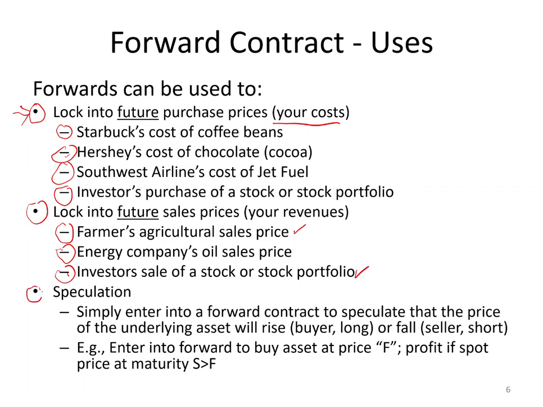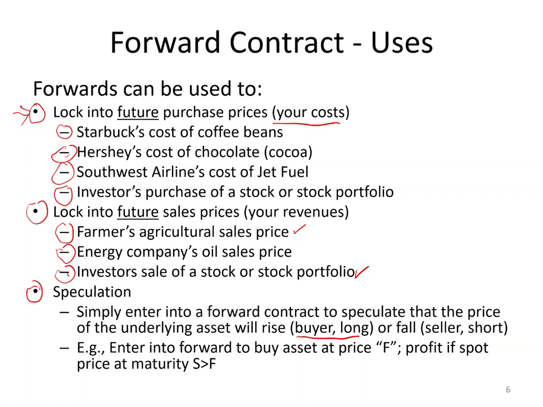And the last one is just speculation. These are not farmers and users of the product like Starbucks. These are people just speculating on the price. So you might simply enter into a forward contract to speculate that the price of the underlying asset is going to be higher or lower in the future. If you think the price of some asset is going to be higher in the future, you enter into a contract as the buyer at a fixed price. And then when the price does go up, you get to buy it at that cheap price.